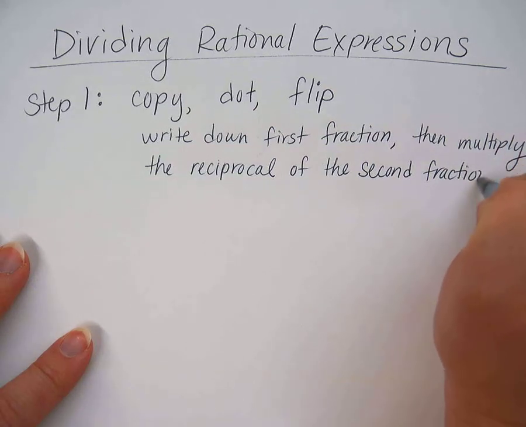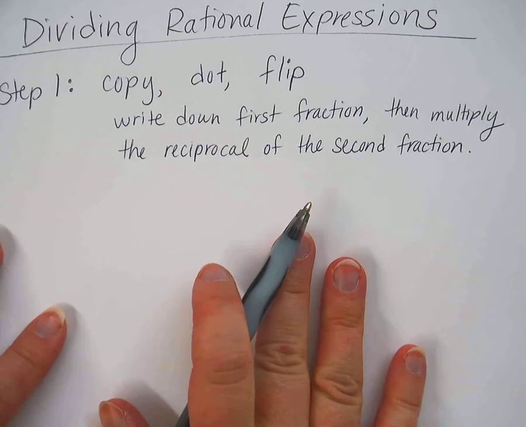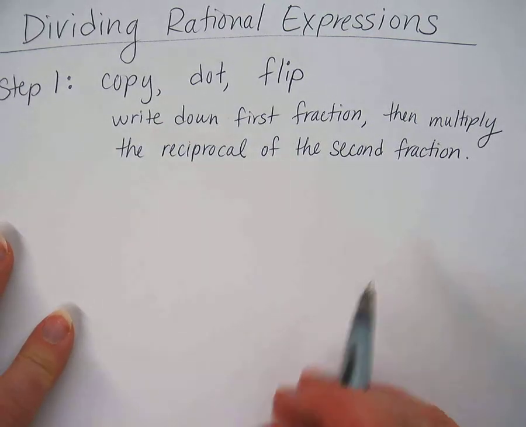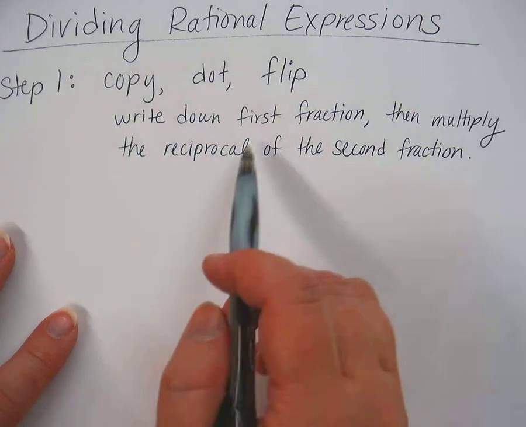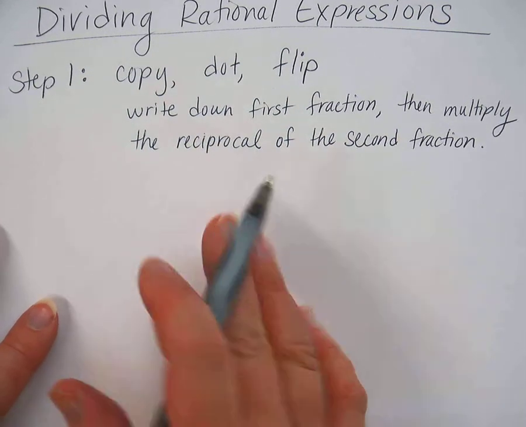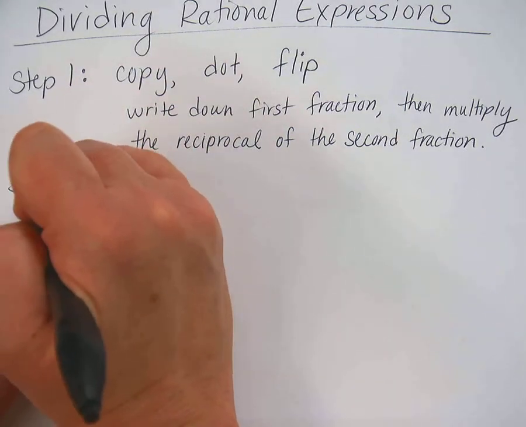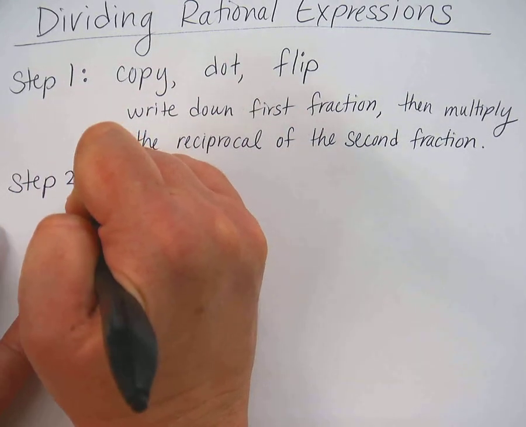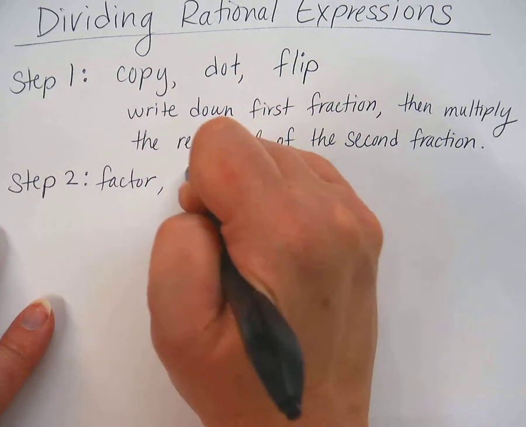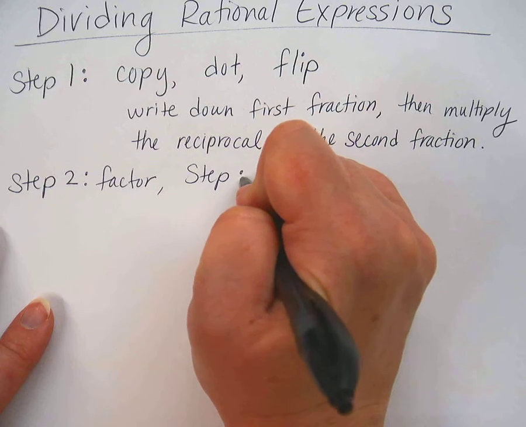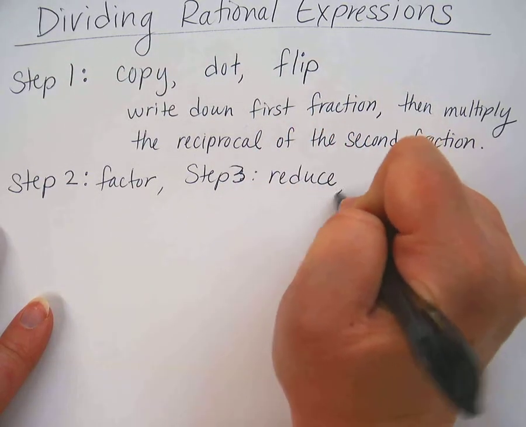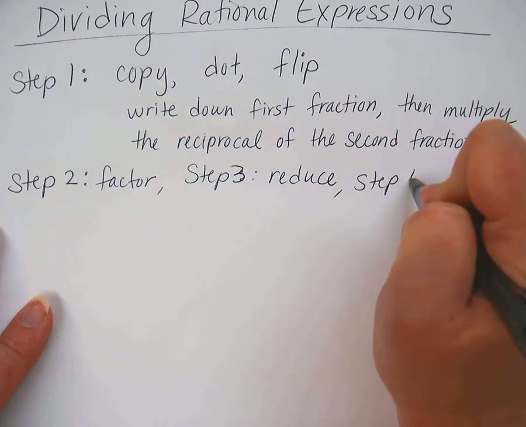So that's why I call it copy dot flip, because you write down the first one, you put a dot so you remember to multiply, and then you flip over the second one, which is called a reciprocal. Then guess what the rest of the steps are? Same as what we just barely learned. Step 2 is factor. Step 3 is reduce. And then step 4 is multiply.